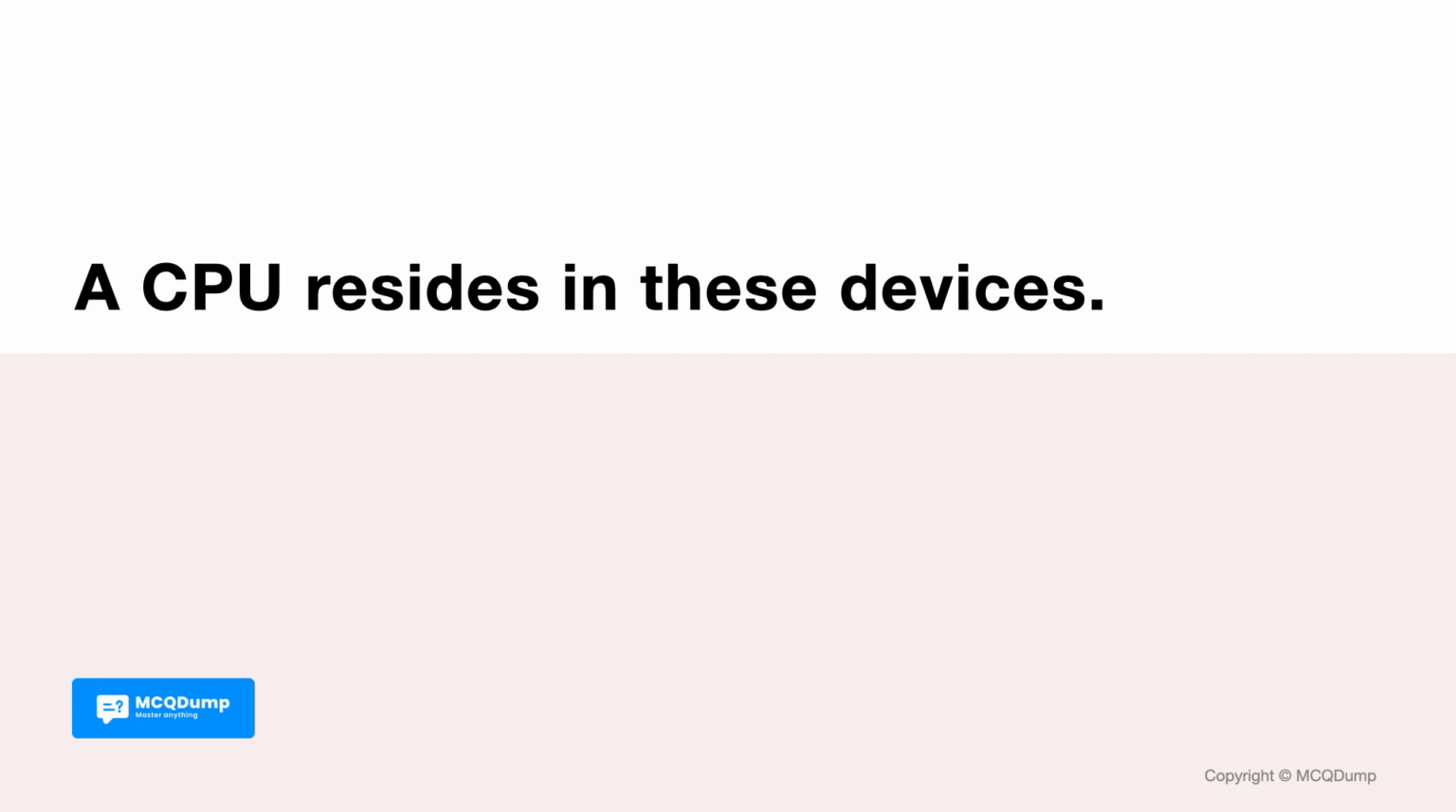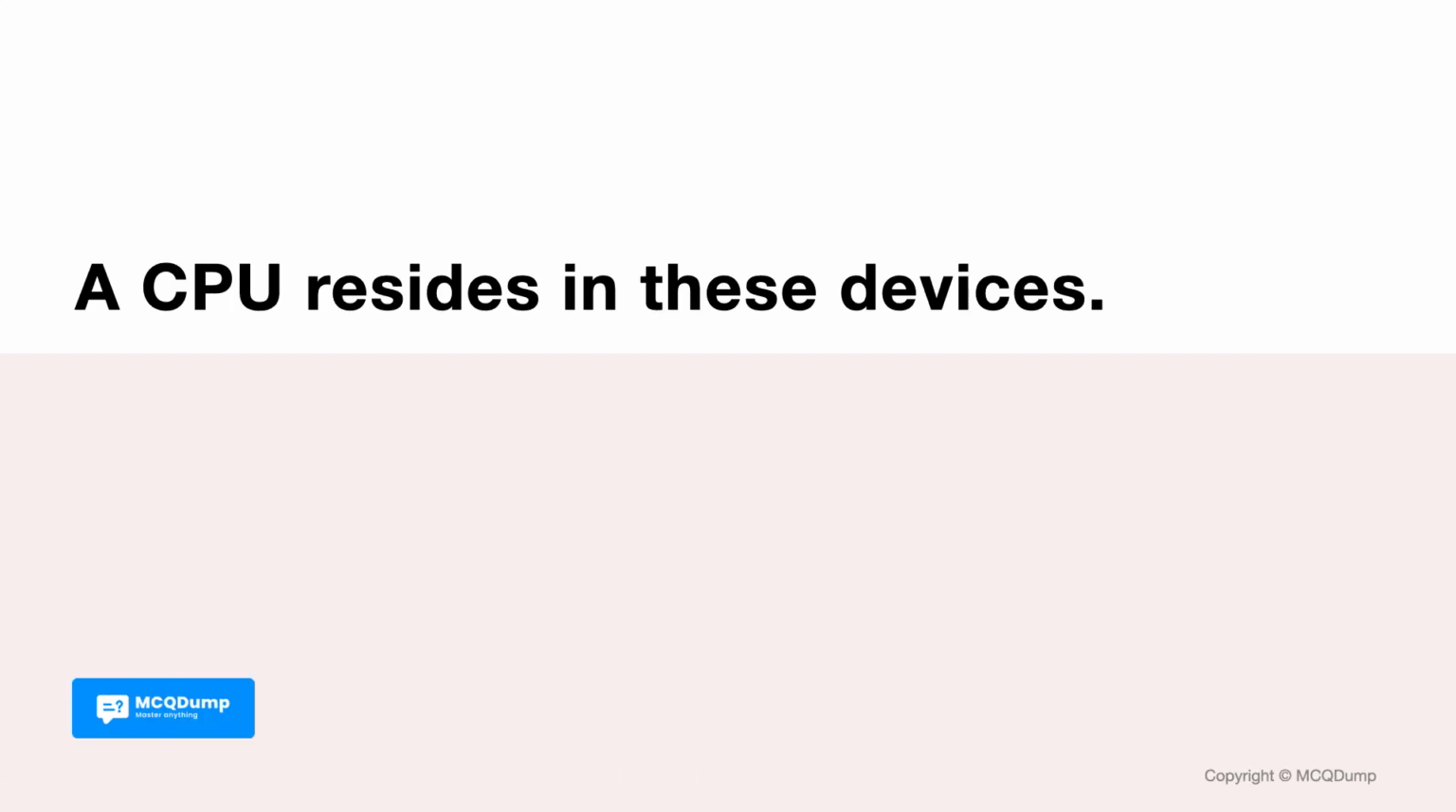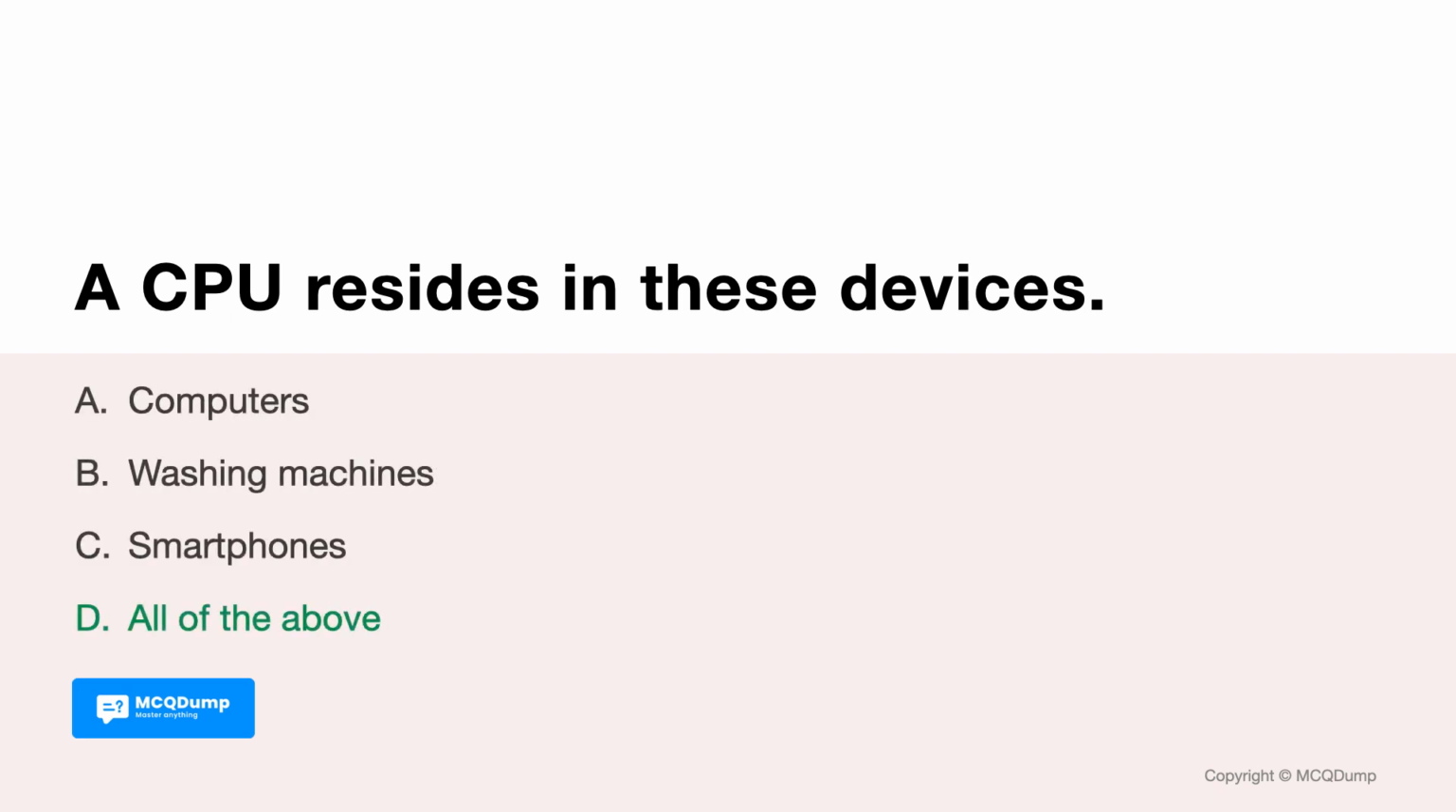A CPU resides in these devices. Options are A. Computers, B. Washing machines, C. Smartphones, and D. All of the above. Answer is D. All of the above.